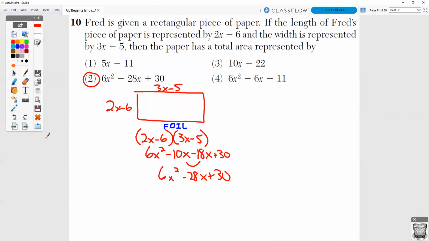In question number 10, given a rectangle, you're told that the length is 2x minus 6 and the width is 3x minus 5. You want to know the total area. The area of a rectangle, you have to multiply the length times its width. So we're multiplying these two binomials. All that you're going to do is FOIL: first, outers, inners, last. Add together your outers and your inners, combining your like terms. You get this trinomial, which is choice 2.